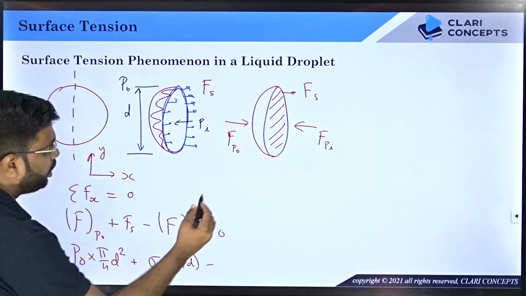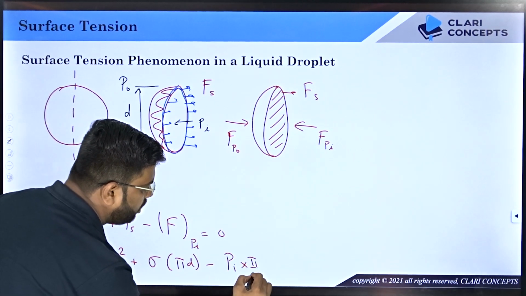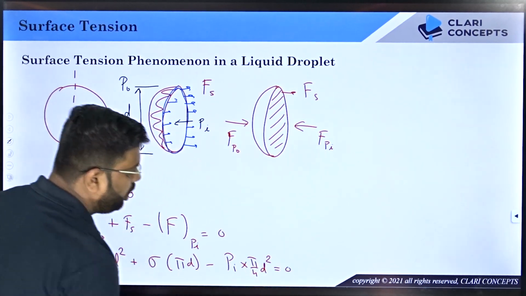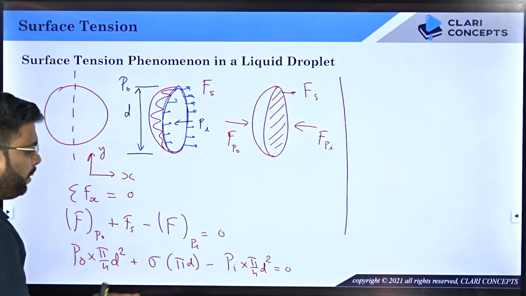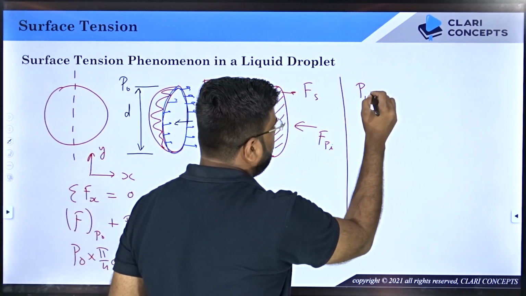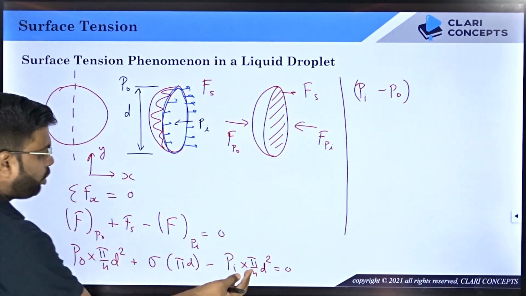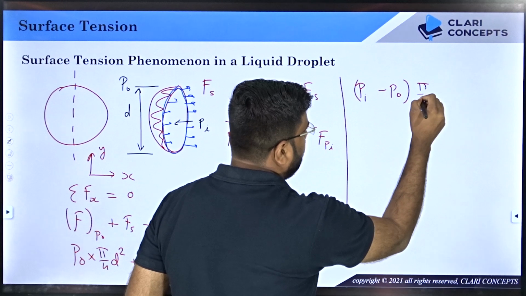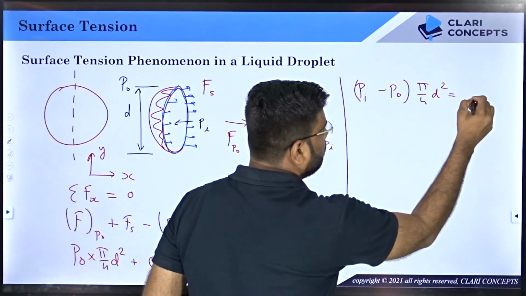minus again force due to Pi, pressure Pi. So it is pressure into again pi by 4 d square equal to 0. So now what we will do is we will take both these terms on the right hand side. So Pi will be positive firstly, Pi minus P0, and from both of them you can take pi by 4 d square common out. Pi by 4 d square is equals to, this is as it is, sigma pi d.